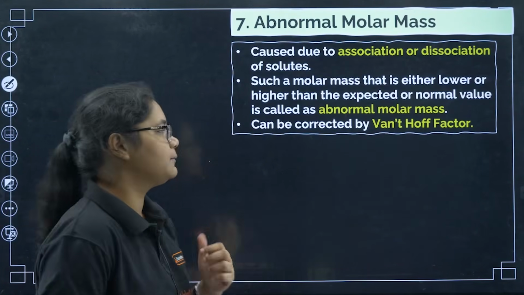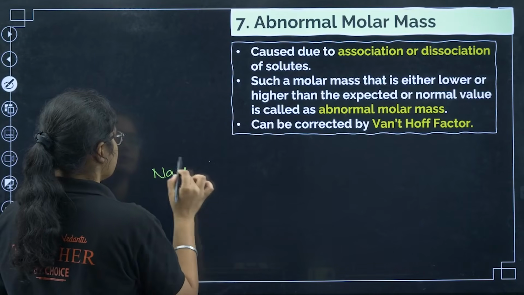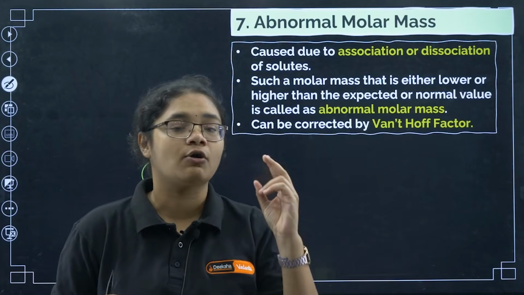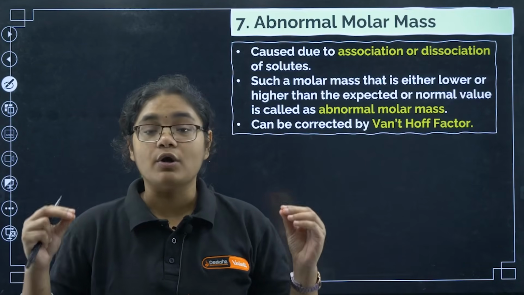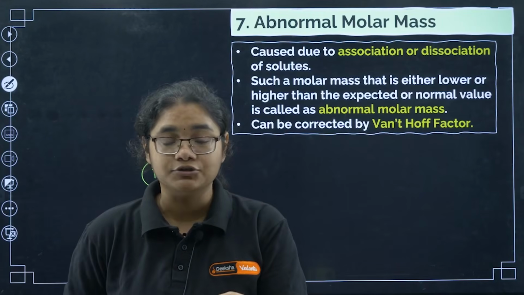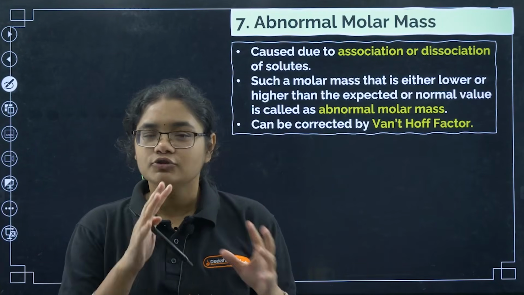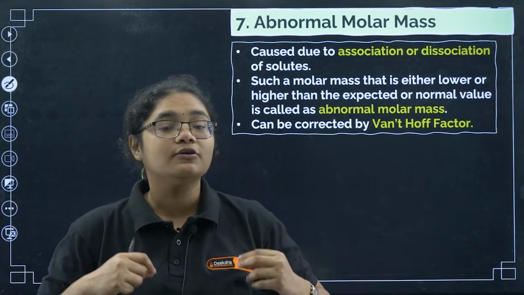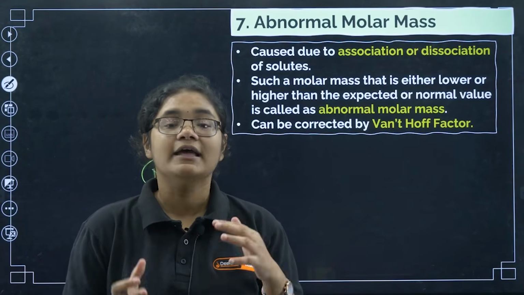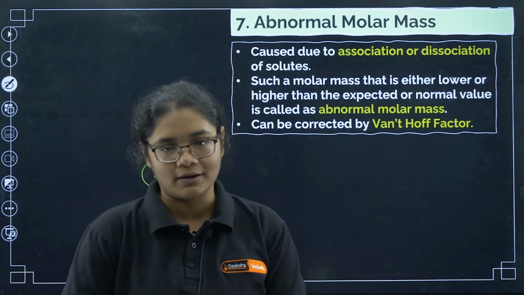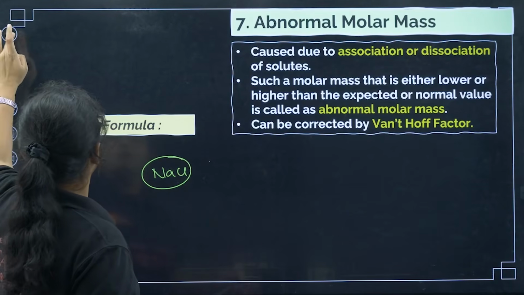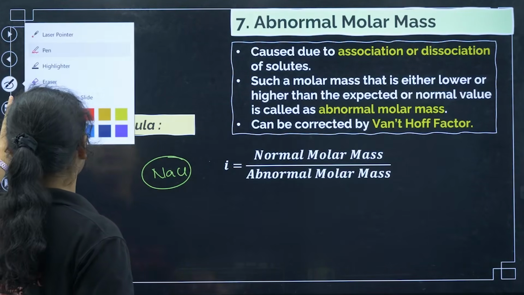Sometimes what happens, let me give an example, a solute NaCl. You have added one molecule of NaCl, but when it goes into the solution, it dissociates to form Na+ and Cl-, and you know colligative properties depend on the number of particles added. So you have actually added 2 particles, but you think that you have added 1 particle. So there is an abnormality here, right? This can cause a problem in the calculation of molar mass. That molar mass calculated in this way is called the abnormal molar mass, meaning it is not the actual value.